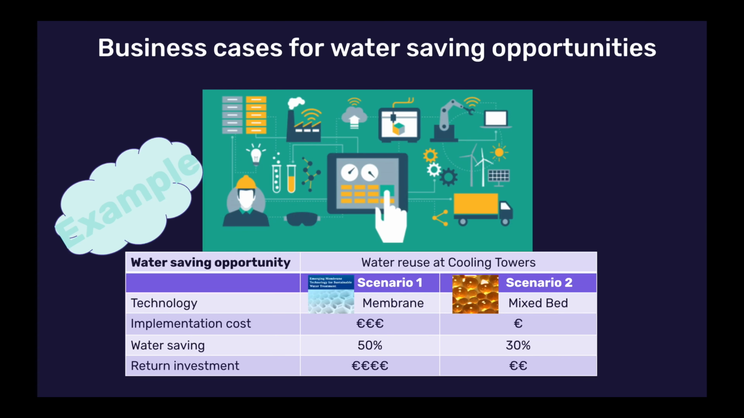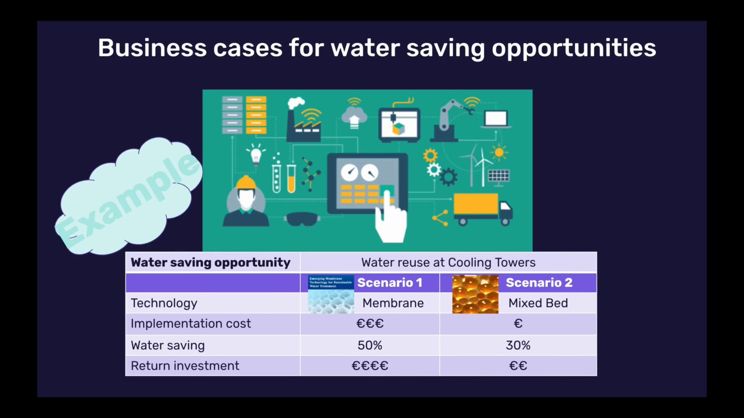So, the business case for water saving opportunities. What can you do in the facility to make the process better in terms of water, and then costs, of course. So I brought here an example related to water reuse at cooling towers. In this example, we are comparing technology, implementation cost, water saving, and return on investment between scenario 1 and scenario 2. Scenario 1 would be a case for membrane technology application.